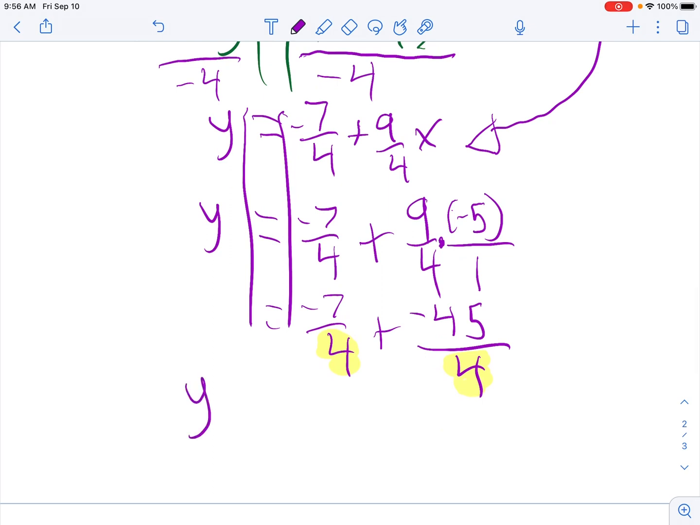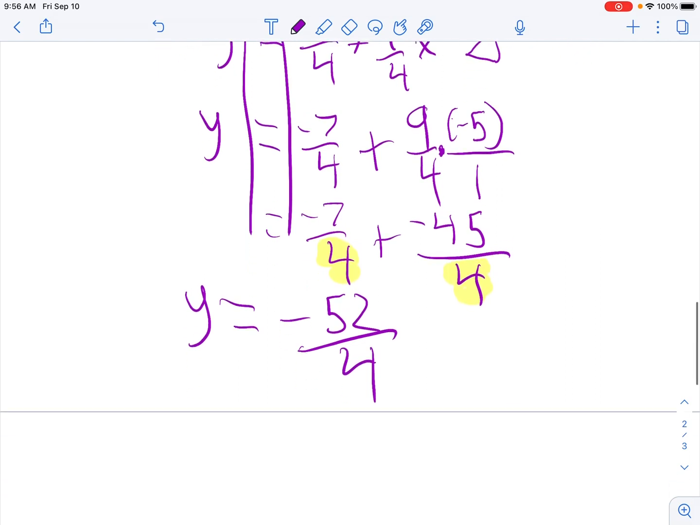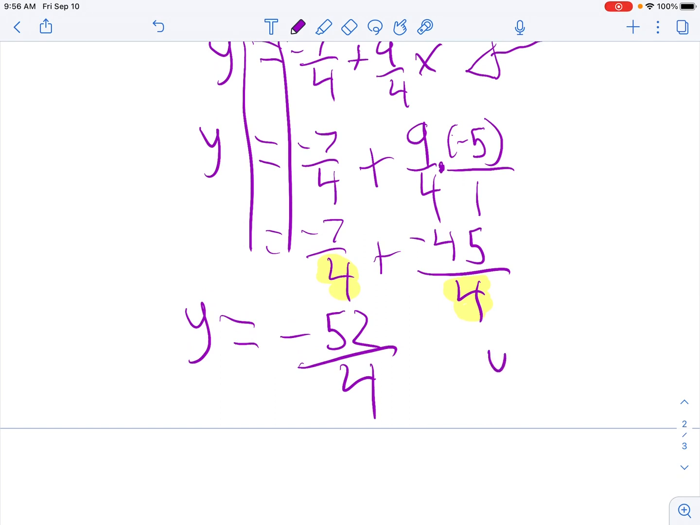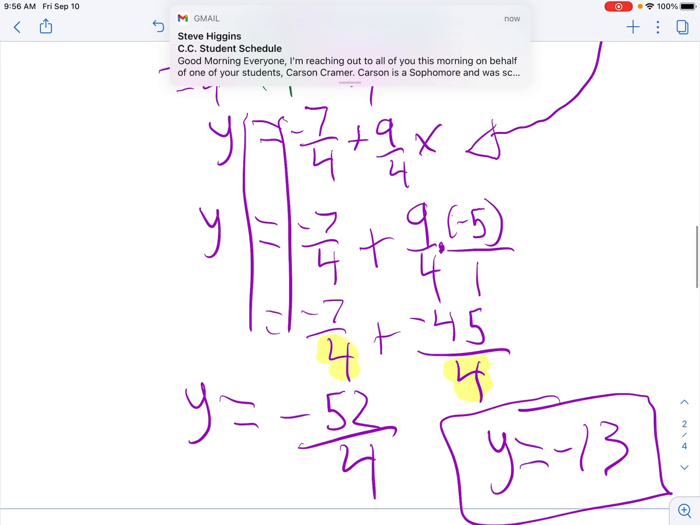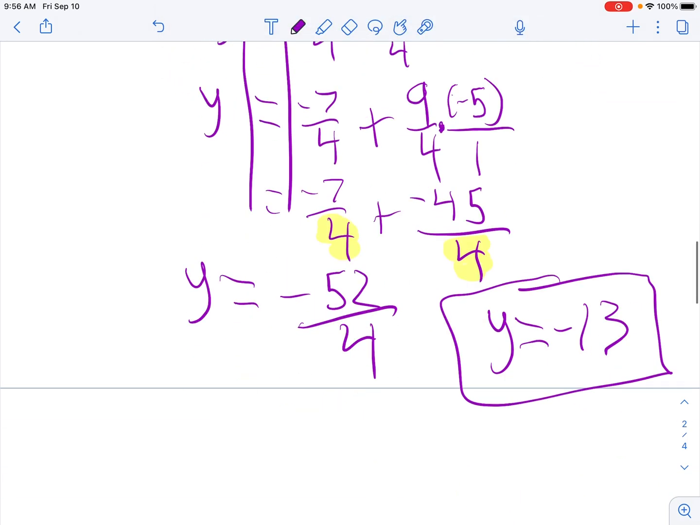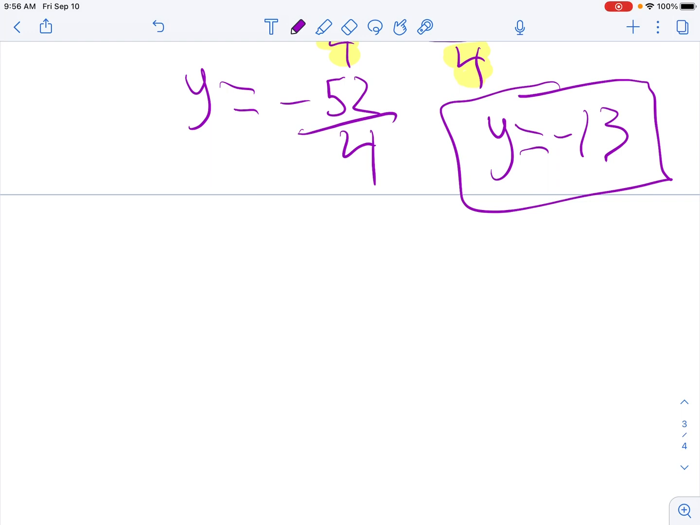So if I have negative 7 over 4 plus negative 45 over 4, do we have the same common denominator? Because if we do, we can combine them. So negative 7 plus negative 45 equals negative 52 over 4. When you add fractions, you add the numerators, which is the top, you keep the denominator the same. So now I got to think, how many times does 4 go into 52? And it's actually 13, but a negative divided by a positive is a negative. So I can solve for y by getting y equals negative 13.